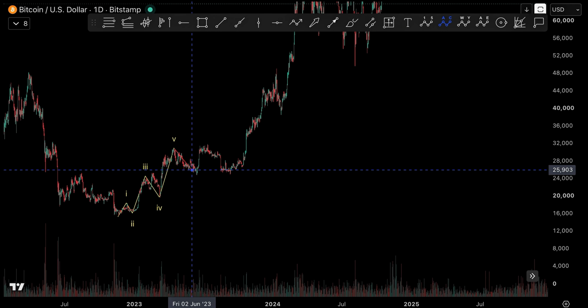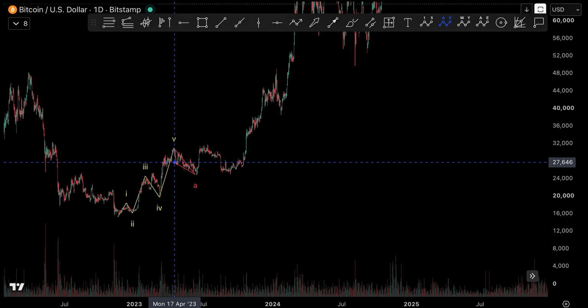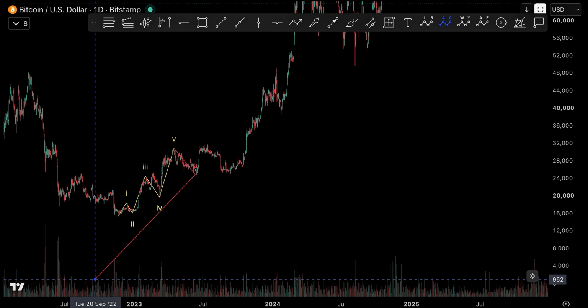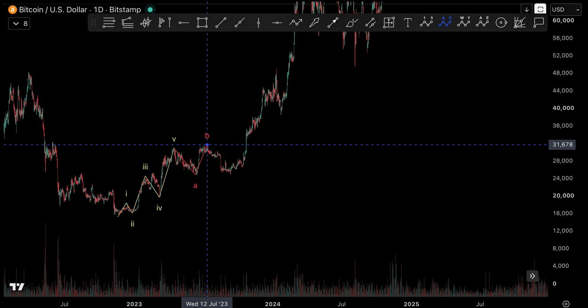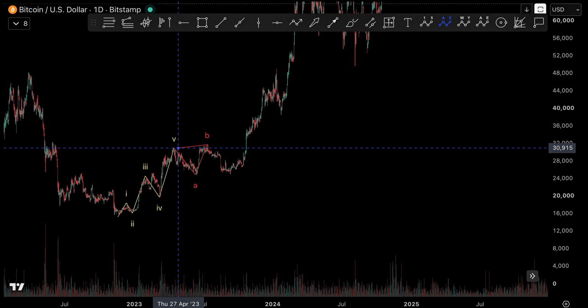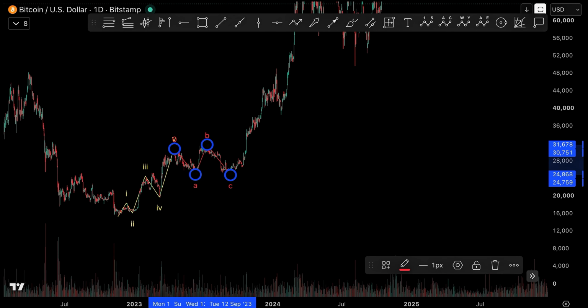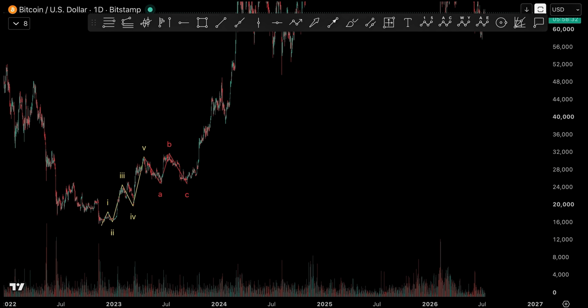So this move down here is A. Does not matter, we are not talking about the internal waves here. This is the overall look on a daily time frame. This is the A wave, and this is the B wave, which is already exceeding this top. And now we have that C wave down. You can exceed this bottom as well. You come back and sweep this liquidity here, and then from here you go higher. So that is already wave 1, and wave 2 is finished.